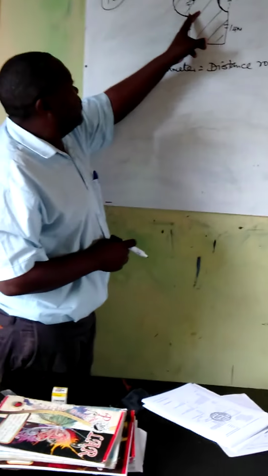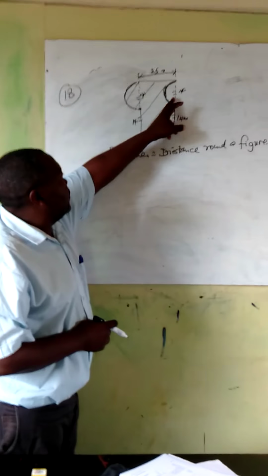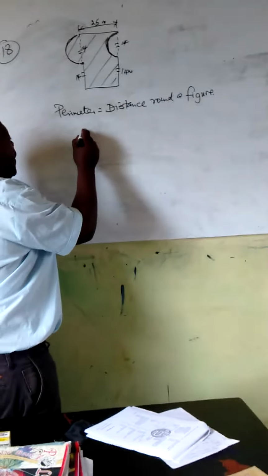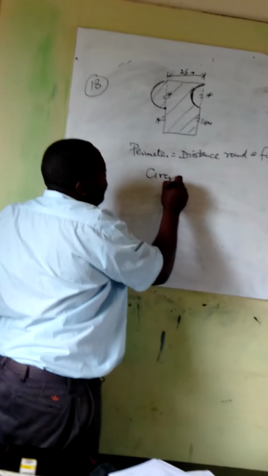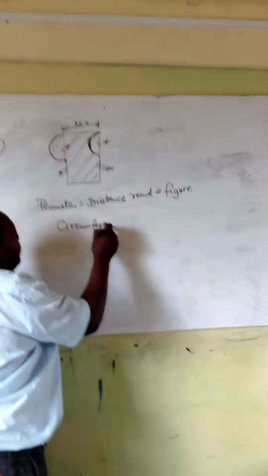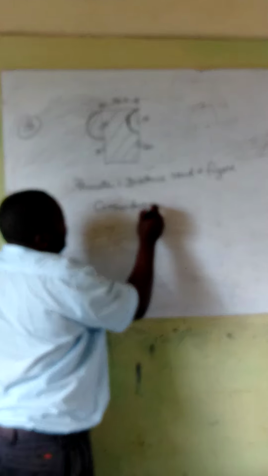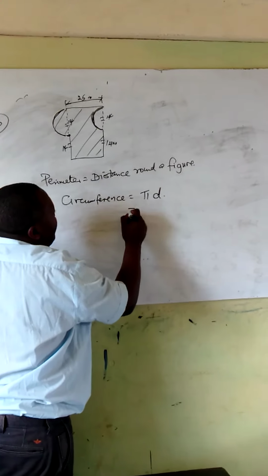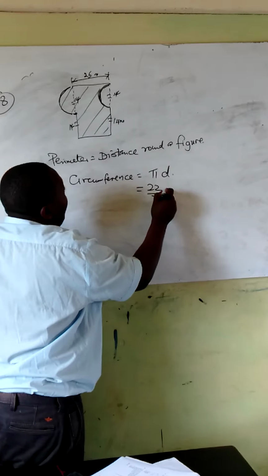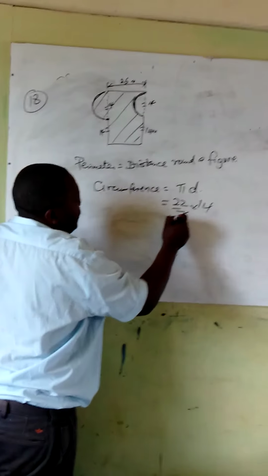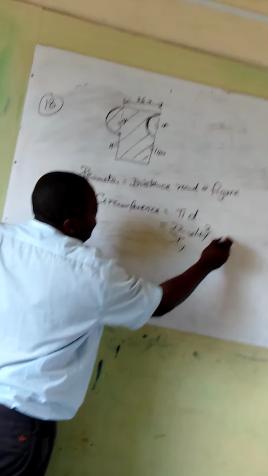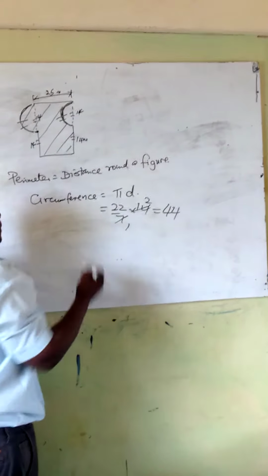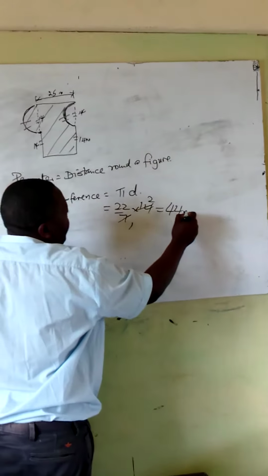So the distance along those curved parts will be given by the circumference of that circle, because it has the same diameter. The circumference is pi d, where pi is 22/7 and d is 14. So this becomes 1, this becomes 2, and the distance becomes 44 meters.